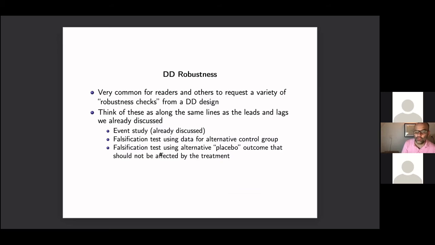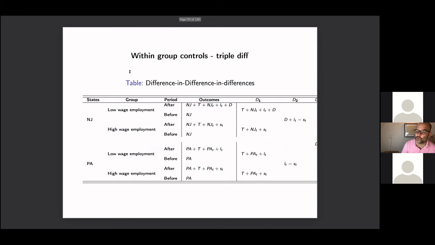So it's very common for readers and others to request a variety of robustness checks from a diff and diff design. One is the event study, and another is a falsification test using an alternative control group. This is called the triple difference. And then another one is to use a placebo outcome that is not treated. These two are other forms of placebos that one typically might do in a conventional DID. So this is the triple difference.